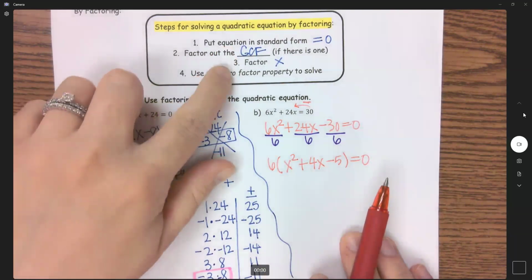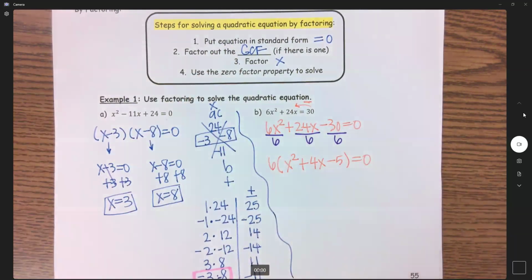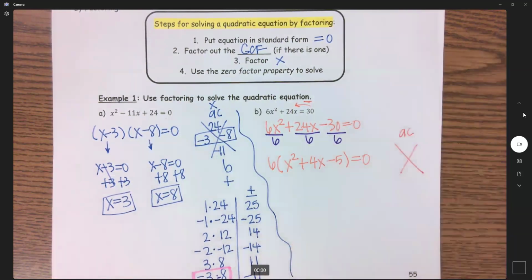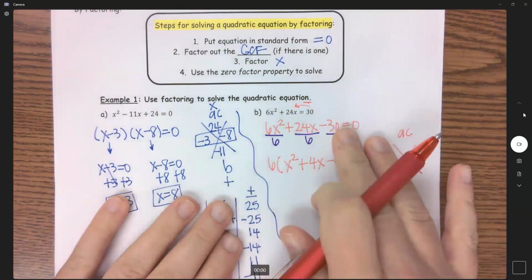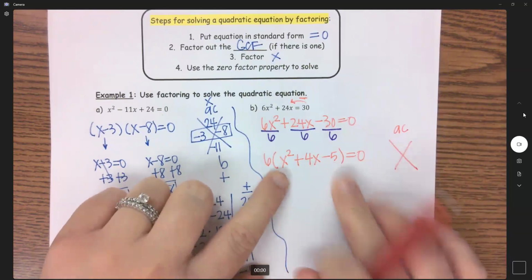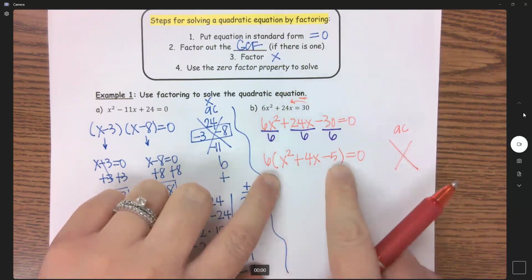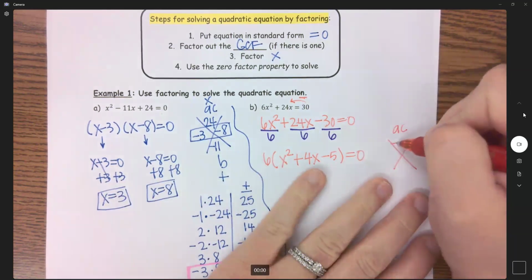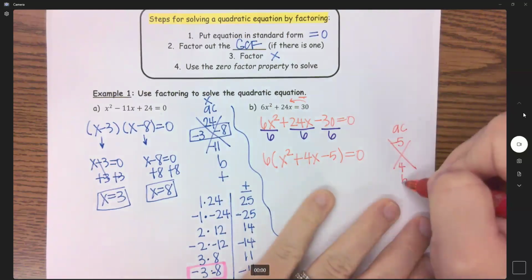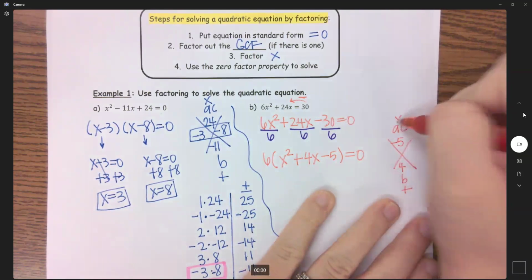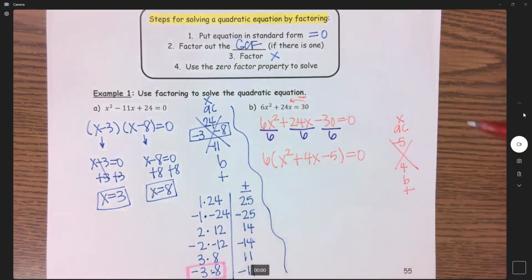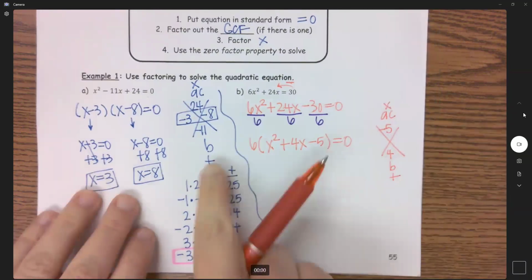Now that I have pulled out that GCF, we're ready to factor, which is our x. So for my A times C, I'm not looking at my big trinomial with all of the bigger numbers. I'm looking at this one here with the smaller values. My A is 1, my C is negative 5. So my A times C is negative 5, and then my B term is 4. So what adds up to B but multiplies to AC? Hopefully you can see this, but if you can't, you're going to have to list them out.